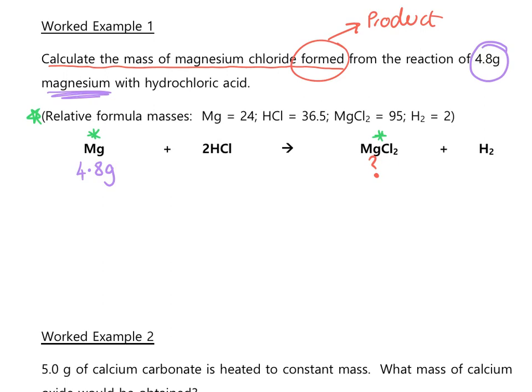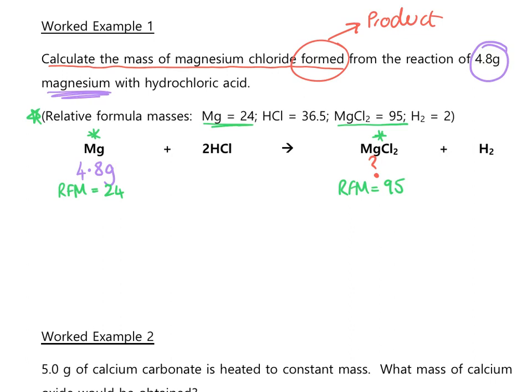So what's the RFM of magnesium? Well, we can see here it's 24. So the RFM is 24 of magnesium. What's the RFM of magnesium chloride? Well, it's MgCl2. It has an RFM of 95. So in general, you will be given these RFM values. If you're not, then you will need to work them out, but generally you'll be given them in an exam, so please do look out for them rather than calculating them yourself and then making a mistake. So that's step number 1 and step number 2.